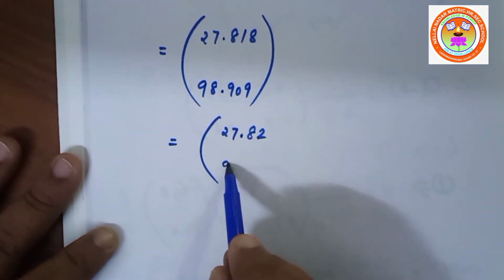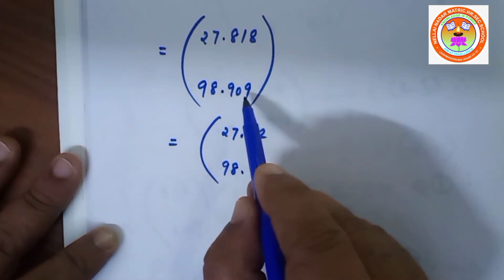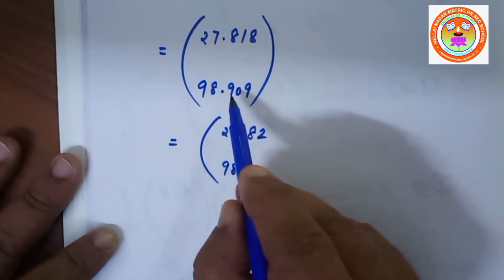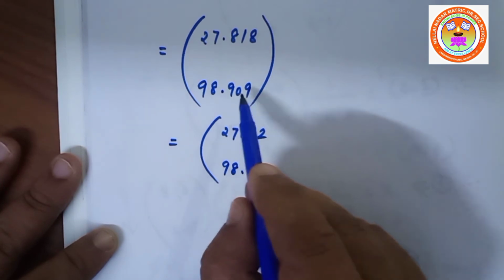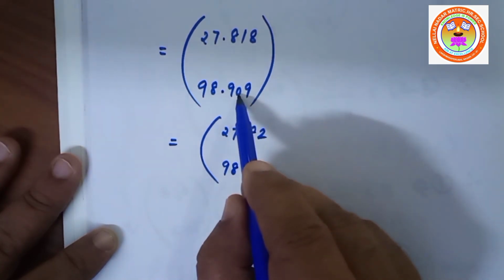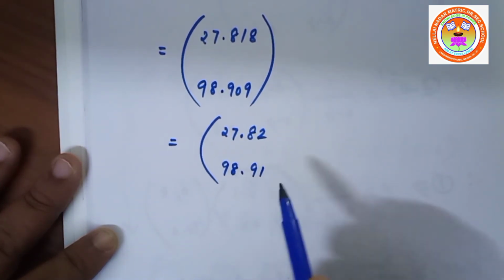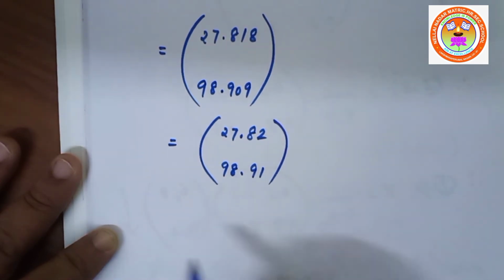Like that, 98 point. Look at the third digit, first, second and third digit. Since it is 5 or more than 5, 1 can be added to the previous digit. Since it is 9, 0 plus 1, that is equal to 1. So 91. Finally, I have got the result.